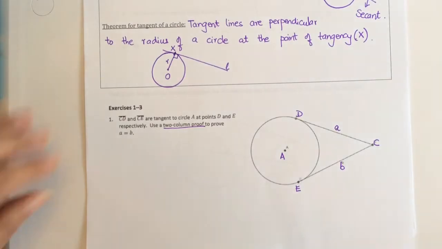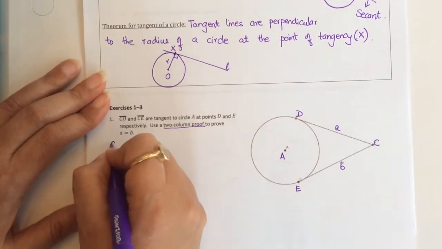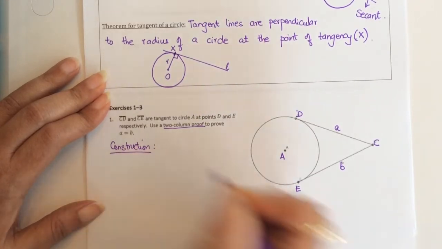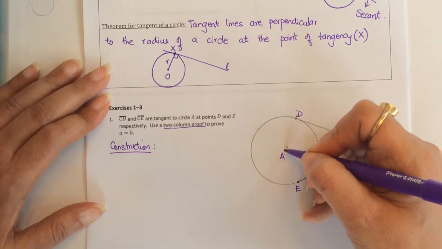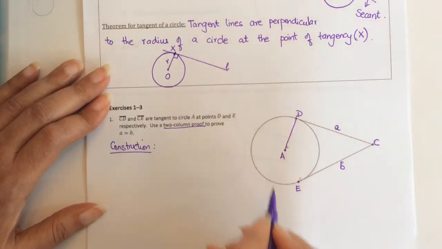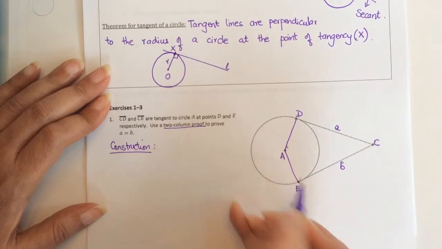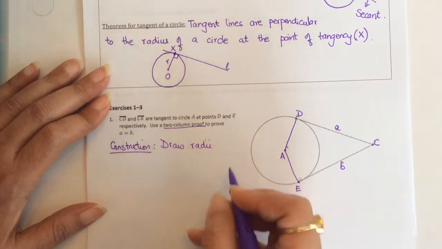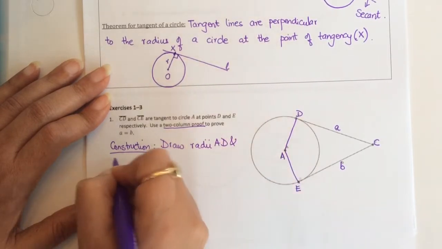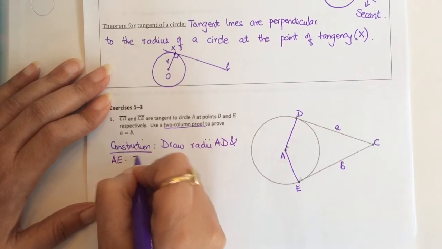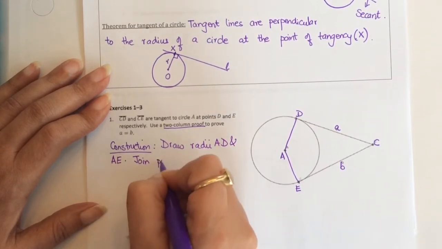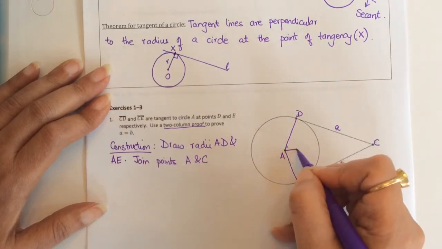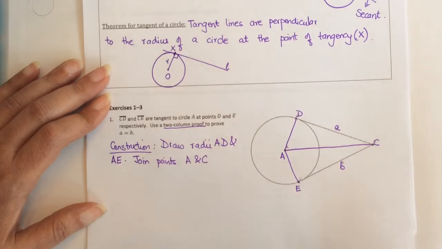The hint I'm going to give you are the constructions that I'm going to do here. The construction is going to be, I am going to draw radii AD and AE. Also, I want you to join points A and C. So we are going to join points A and C.